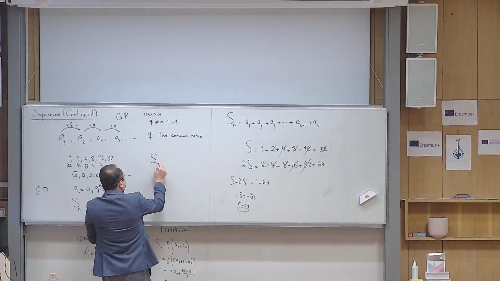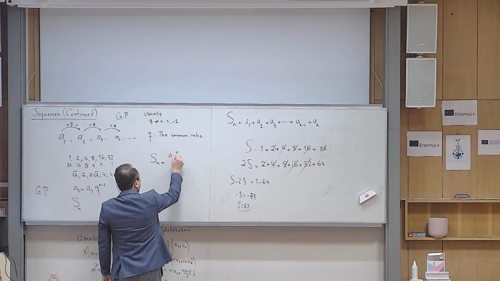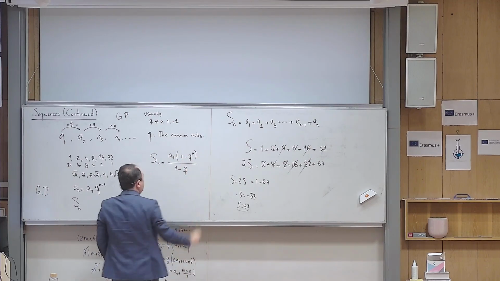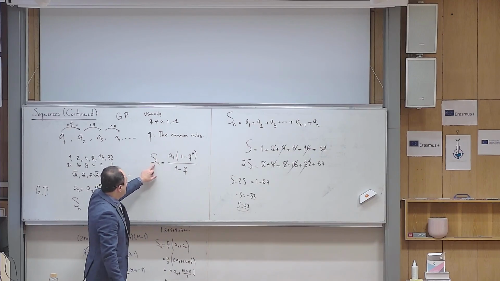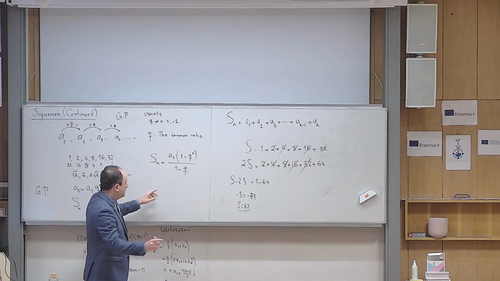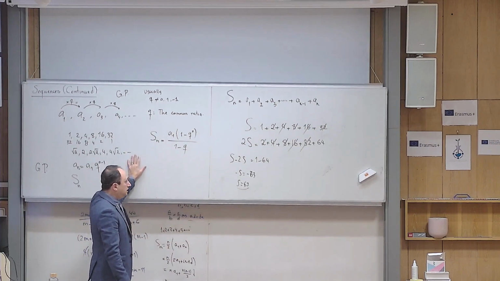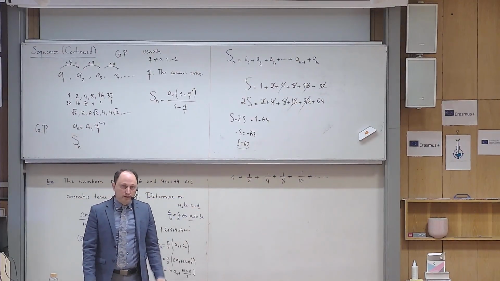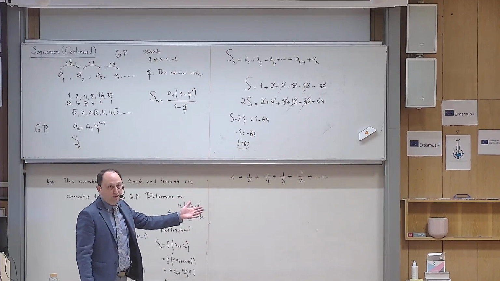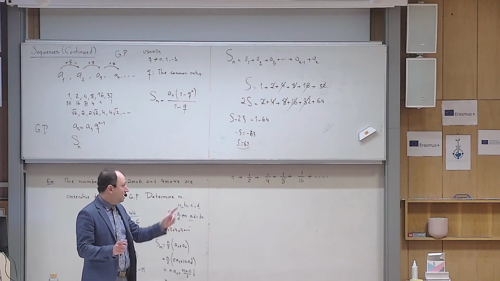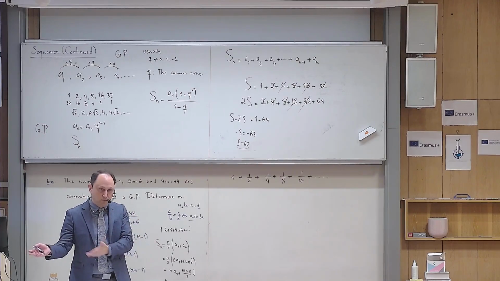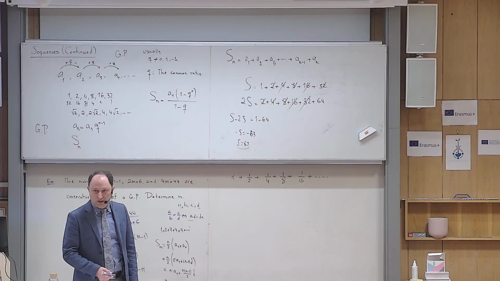Sn for the geometric progression was a1, (1 minus q to the power n) divided by (1 minus q). But this is when I want to add n terms, while here I want to add infinitely many terms. One way mathematicians have defined this sum is to calculate it for n terms to see what happens, and then send n to infinity and see what happens. It's a reasonable way of doing this.